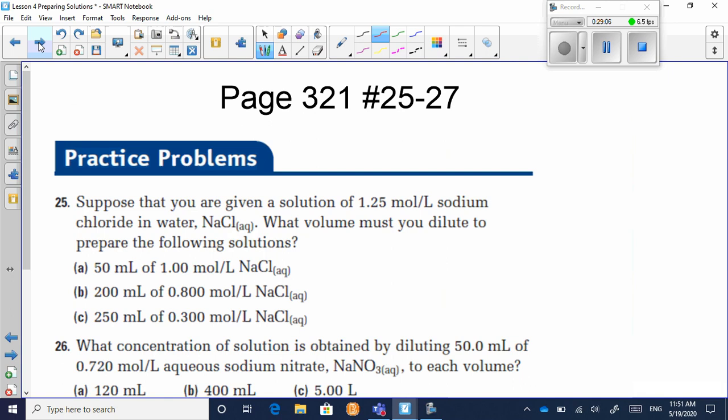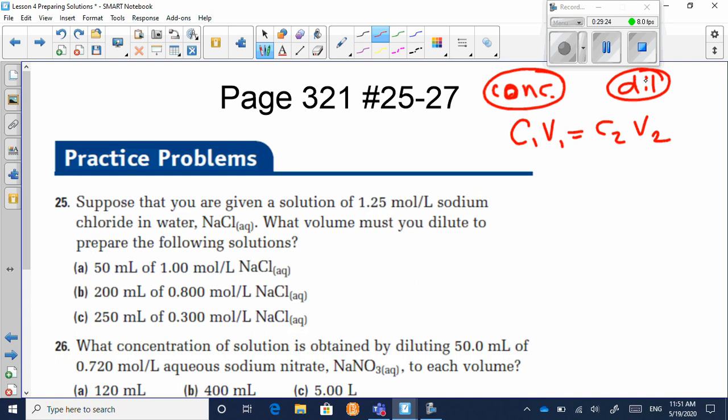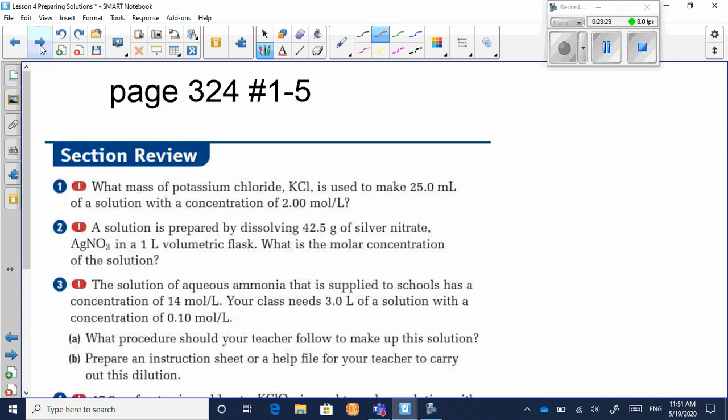Okay, well, that's about it. There are some problems here to practice using the dilution formula. On these ones, you're going to use C1V1 equals C2V2. And just remember, the ones are the concentrated solutions and the twos are the dilute solutions, and just figure out which is which. And then here are some homework questions on page 324, which are just going over what we just did, sometimes going from a solid, sometimes going from a liquid. All right, good luck with that, you guys.